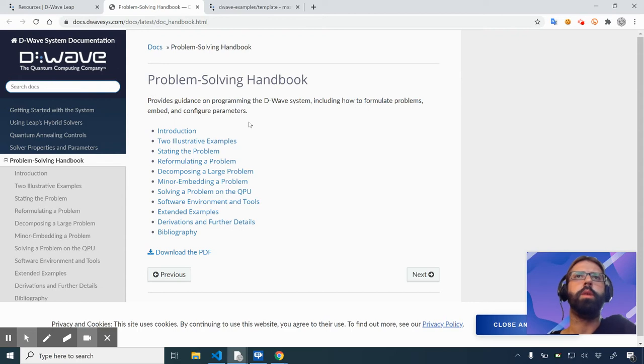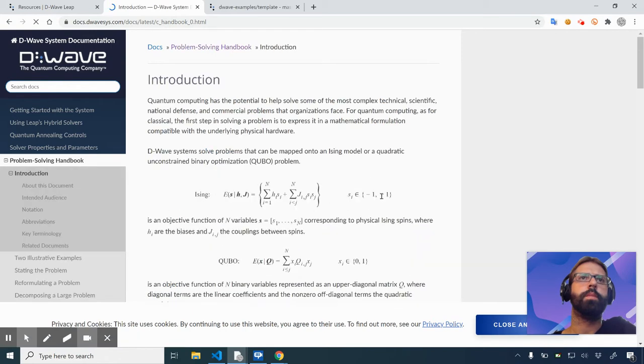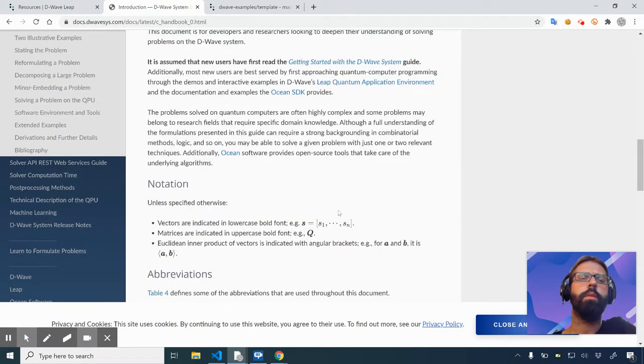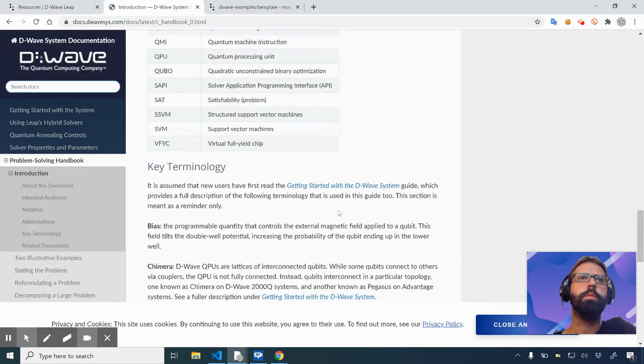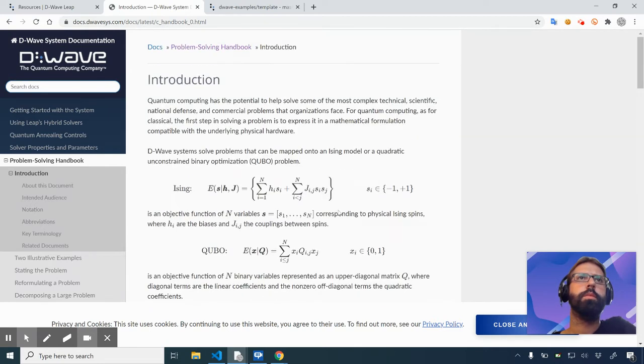Provides guidance on programming the D-Wave system, including how to formulate problems, embed, and configure parameters. Quantum computing has the potential to help solve many problems. As with classical computing, the first step is to express it in a mathematical formulation compatible with the underlying physical hardware. The D-Wave system solves problems that can be mapped into an Ising model or a quadratic unconstrained binary optimization, QUBO, problem. The Ising model is this.